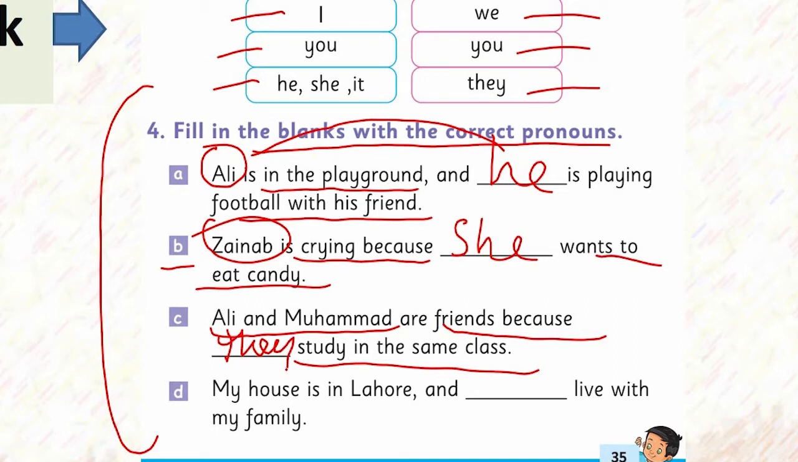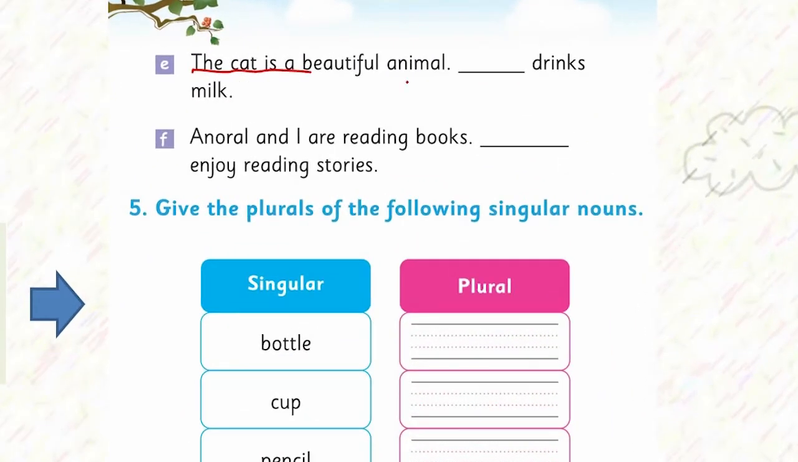My house is in Lahore and live with my family. Here, you will replace my with I. I live with my family. The cat is a beautiful animal, drinks milk. I have told you cat is an animal. So we will replace it by the pronoun it here.